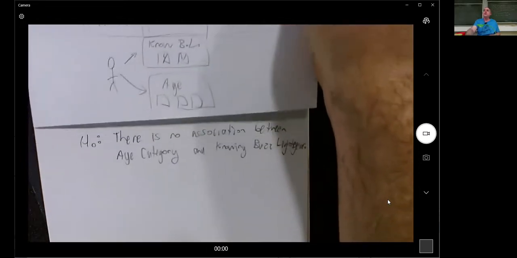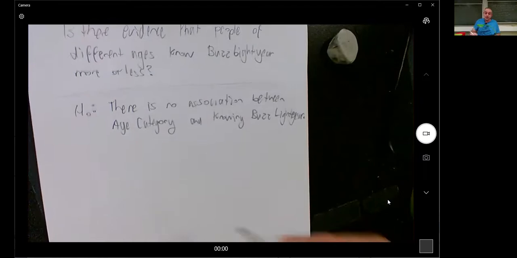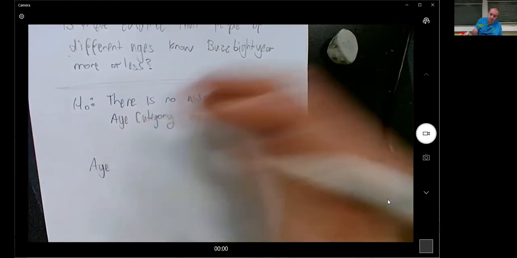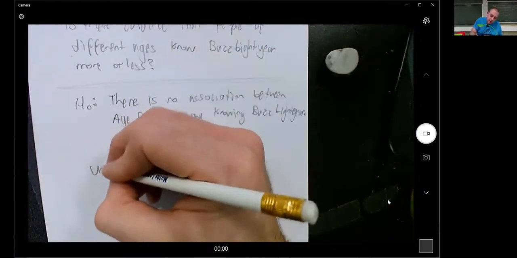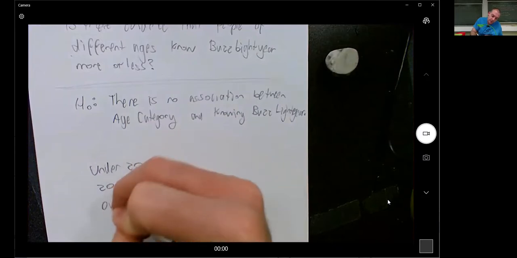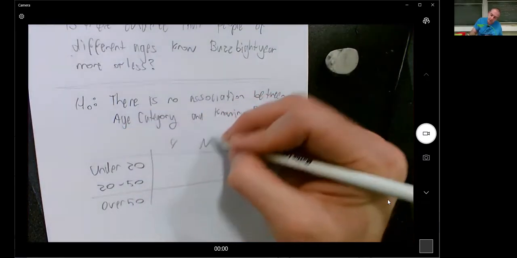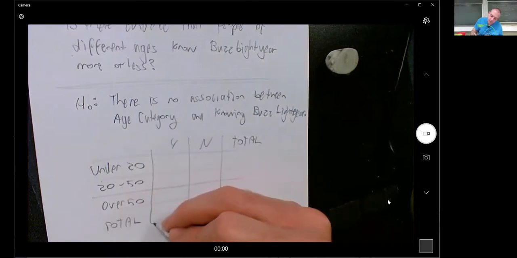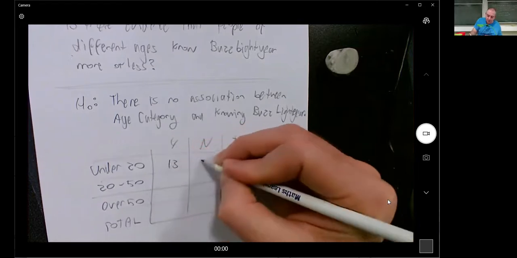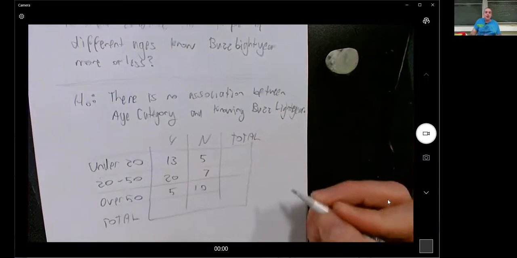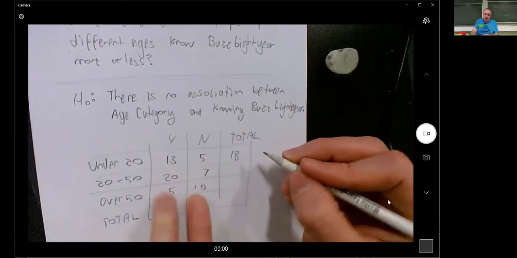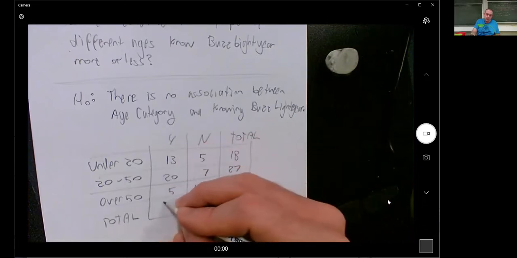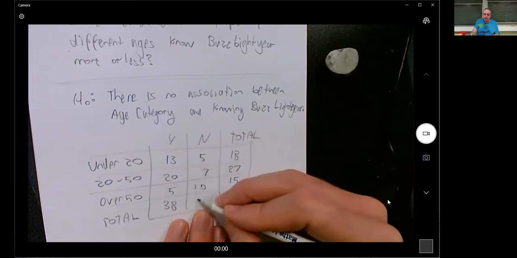And so I'm going to need to create totals for my table in order to do it. This is what the computer will do if you ask it. So under 20, 20 to 50, over 50, yes, no, total. There were 13 and 5, 20 and 7, 5 and 10. Okay, so there were 18 under 20s, 27 20-to-50s, and 15 over 50s, and there were 38 yeses and 22 noes.